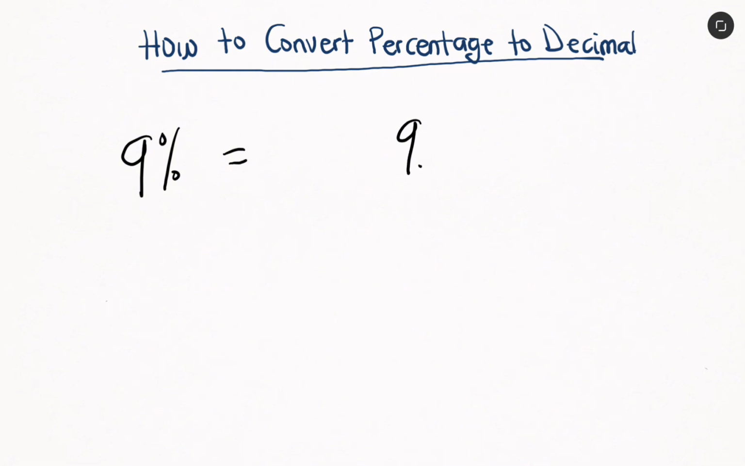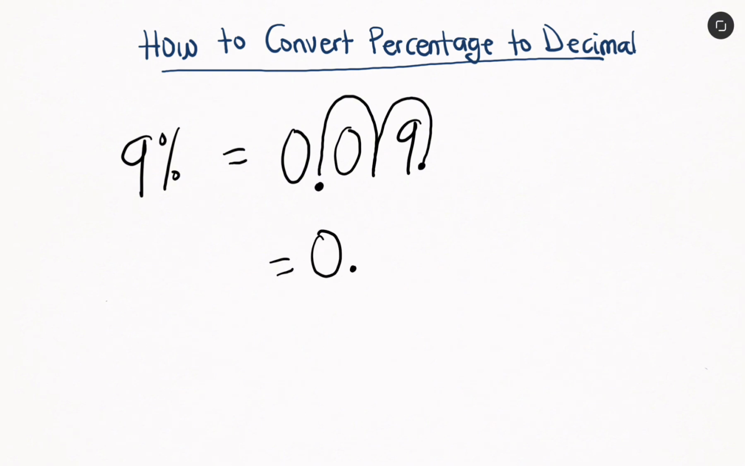So I have my 9, the decimal point is over here. So I move it from the right to the left twice. So I do it like this, 1 and 2. So the decimal point is now here. So this place is empty. I put 0 here and I put 0 in front as well. So 9% is equal to the first 0, then point, the second 0, and then 9. So this is the answer for 9%.